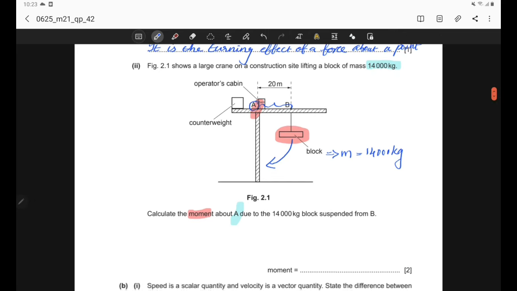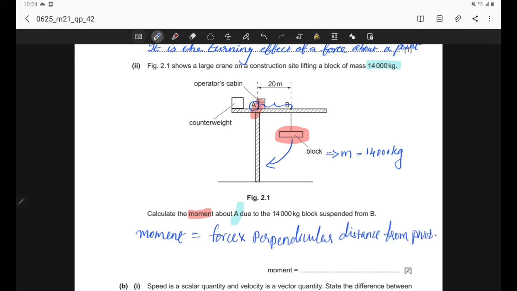So we can calculate moment using the equation, moment is equal to force times perpendicular distance from the pivot. So what is the force of the block? Force is not given directly, but we have mass. So force is nothing but weight, and weight of the block will be mg. So moment is weight times perpendicular distance, where weight is mg, times distance.